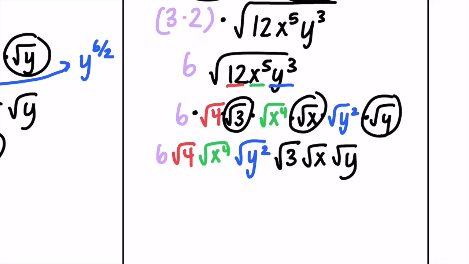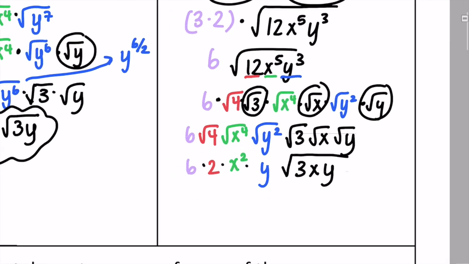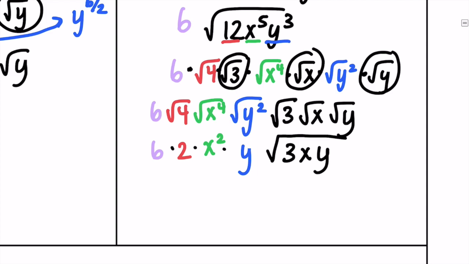So I have 6 times 2 times x squared times y. This is what I'm multiplying together, times all of these square roots I can collect into one. So I'm going to do that, 3xy inside of a square root. And then I just simplify again. I have 12x squared y times the square root of 3xy.